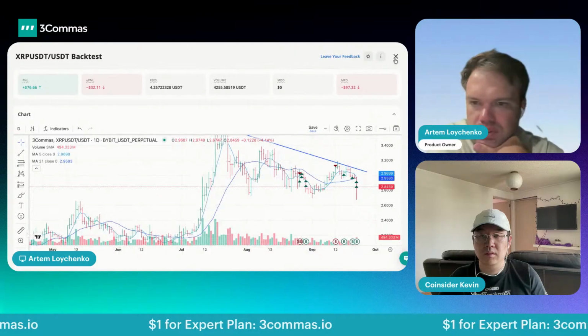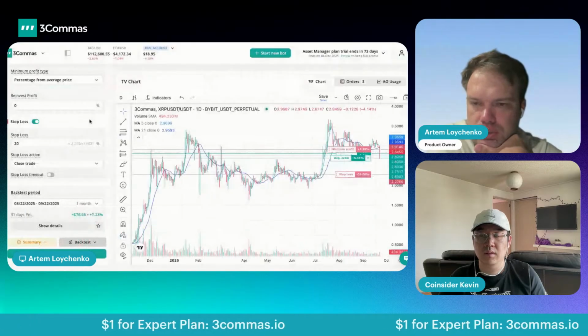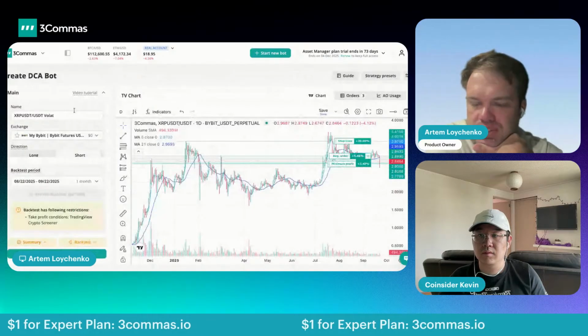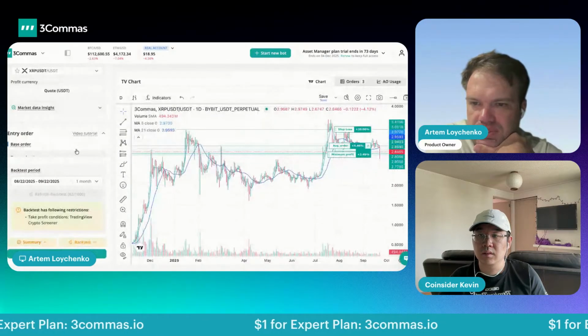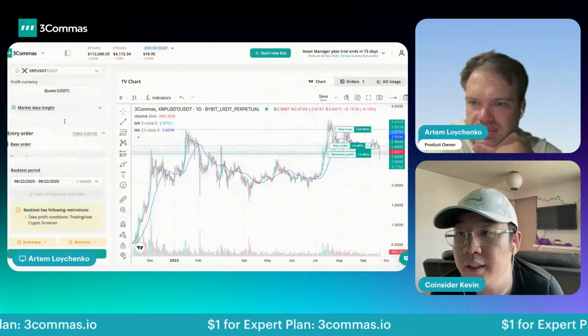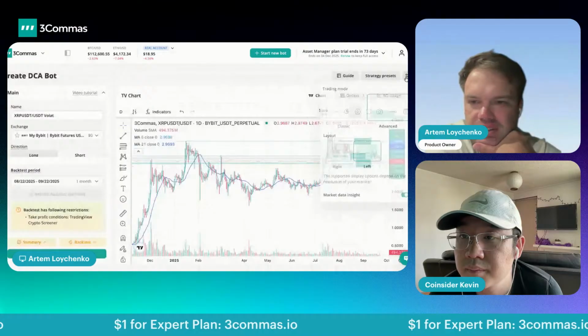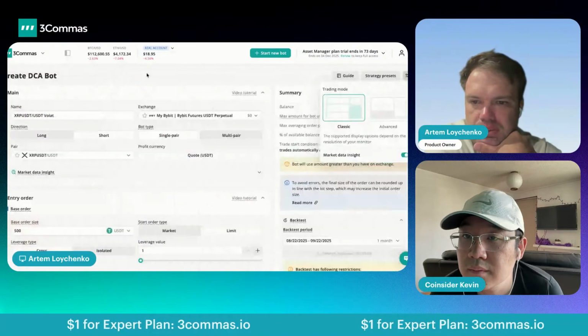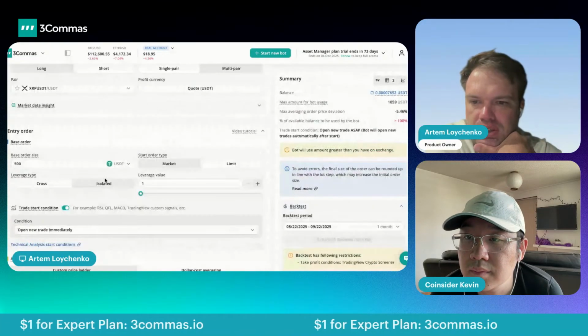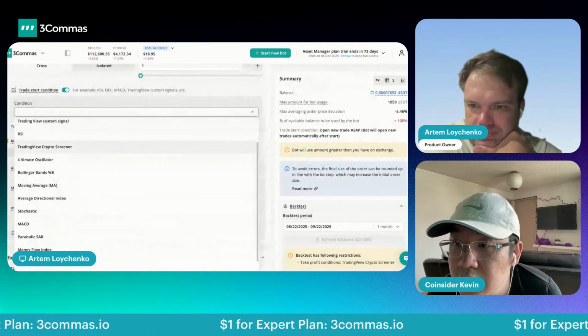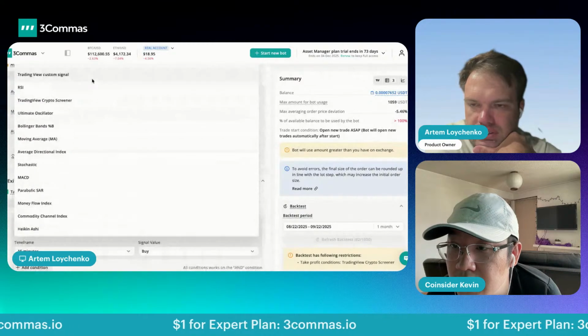Okay, so let's check what we could do with short. Do you want to suggest any indicators? Can you open the tab real quick? Yeah, I will open this. Let's just combine. So we're doing XRP. These are the conditions that you can use. Let's see.